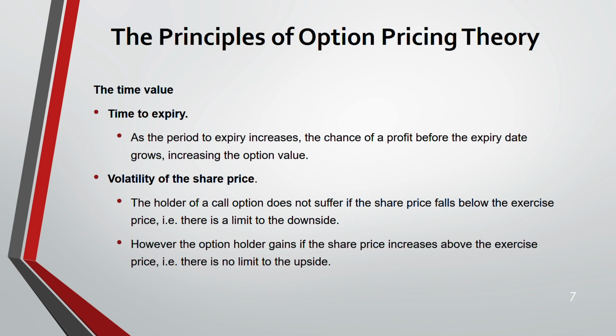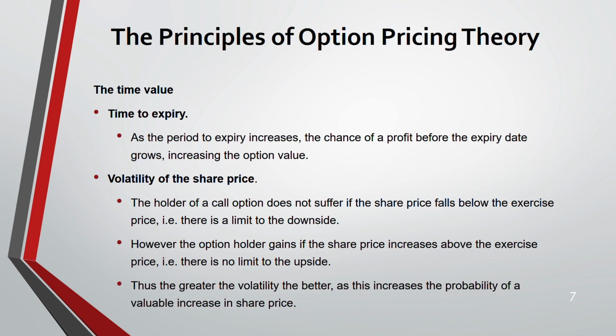Before the third, however, the option holder gains if the share price increases. Yes, if the share price increases, the option holder gains. Why? Because you exercise the option. If the share price goes up, you exercise the option, and there is no limit to the upside. The maximum you can risk is limited, only this much you can risk. So isn't it good? On the upside there's no limit. Whatever gain there is, you can gain it if the share price increases, because you are going to exercise the option. Thus, the greater the volatility, the better it is.